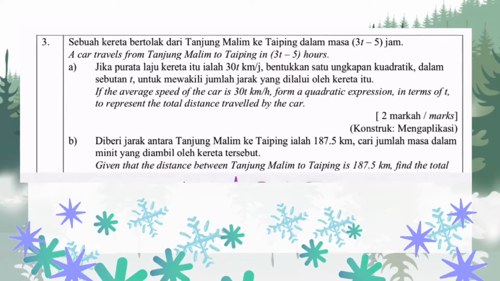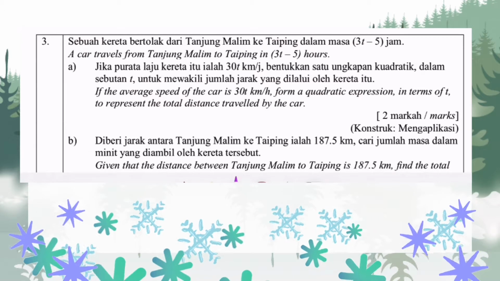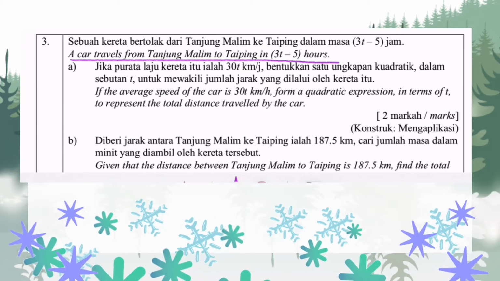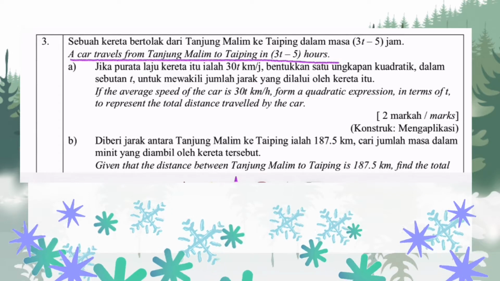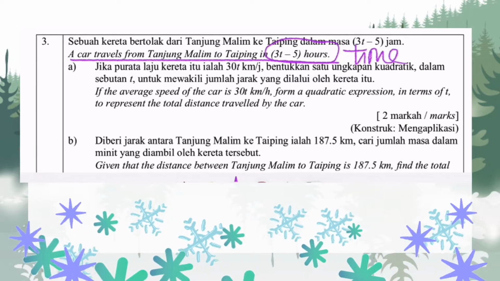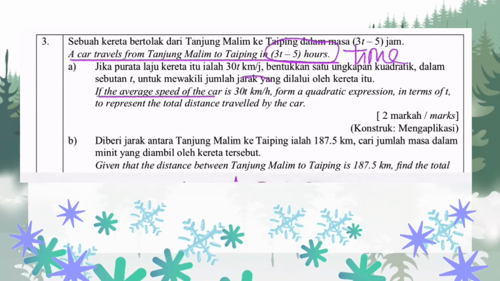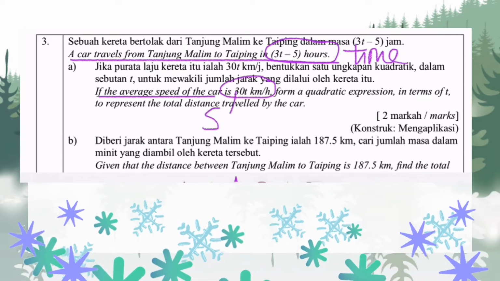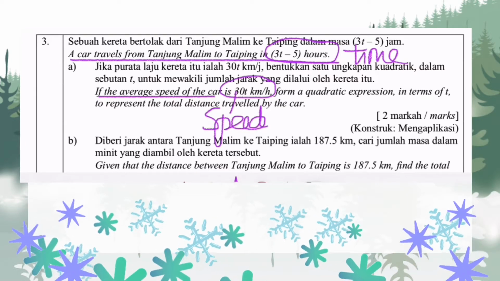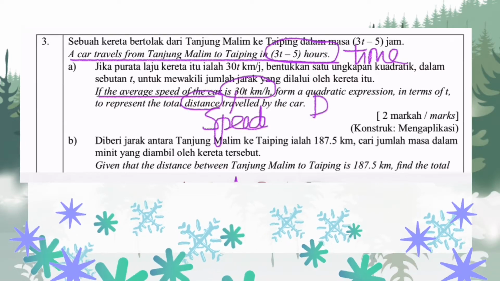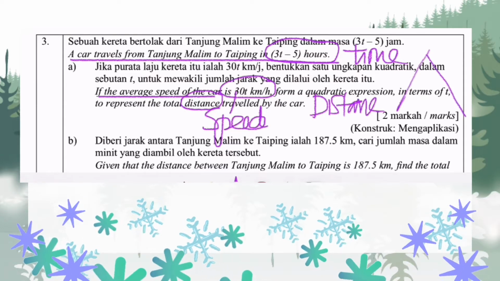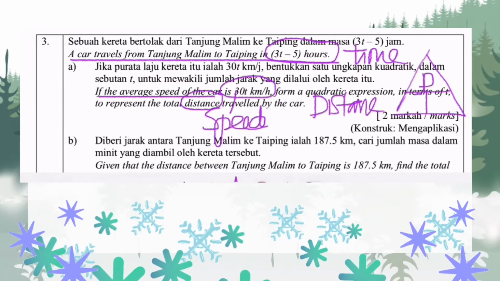Question number 3. A car travels from Tanjung Malim to Taipei in 3t minus 5 hours. The time is given in terms of t. Now, if the average speed of the car is 30t, you're asked to express the distance in terms of t.